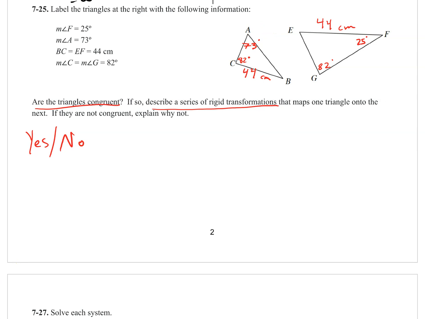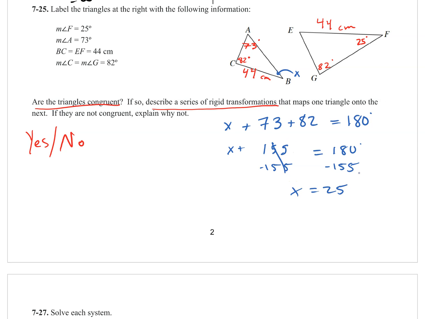So let's find the missing angle measures first. Starting with this one, let's call it X. In a triangle, the angles add to 180. So X plus 82 plus 73, these should all add to 180. That's X plus 155 equals 180. So if I take away 155 from each side, X is 25. So the measure of angle B is equal to 25 degrees.